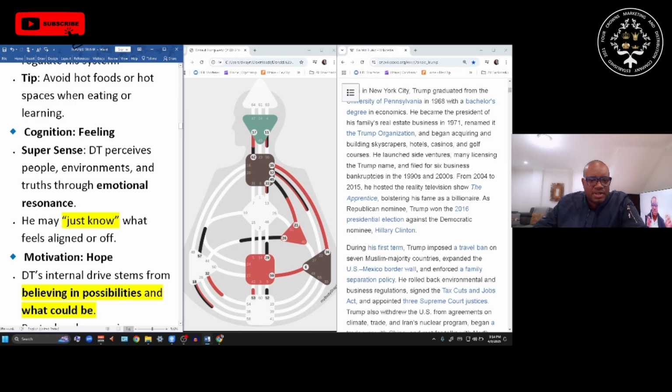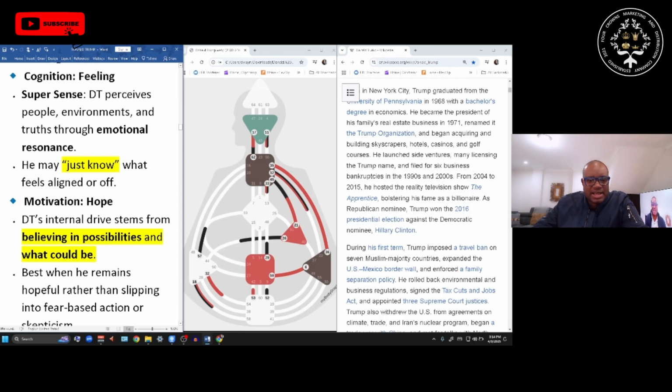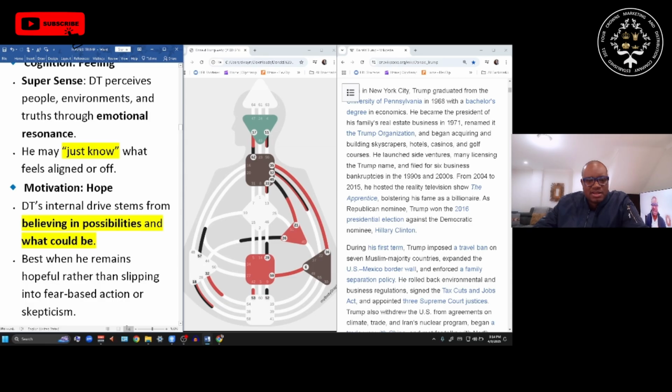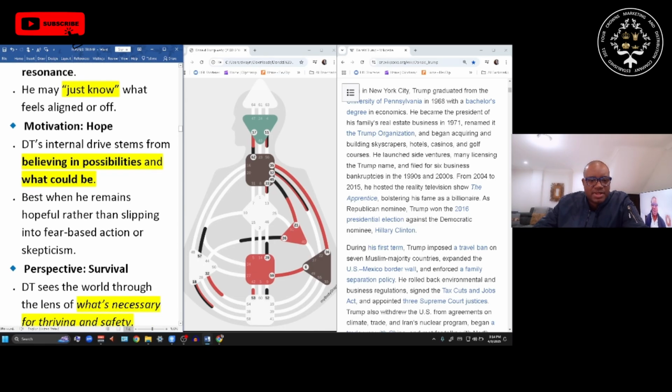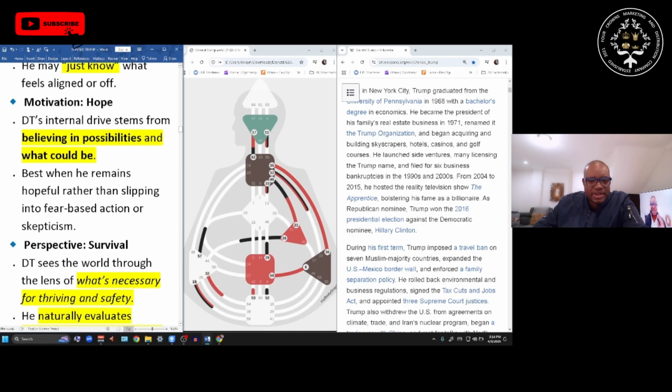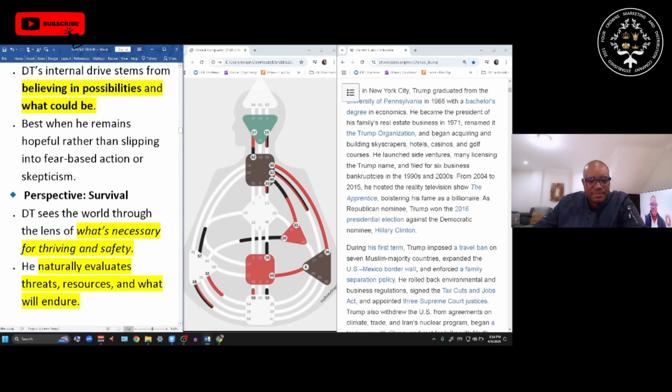He perceives people, environments, and truth through emotional resonance. He may just know what feels aligned or off. And his motivation is hope. His internal drive stems from believing in possibilities and what could be. He's best when he remains hopeful rather than slipping into fear-based action or skepticism.